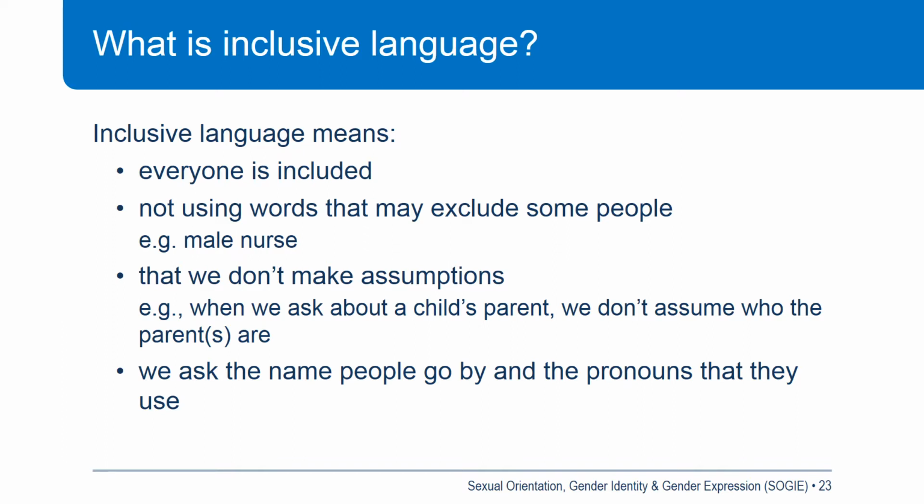What is inclusive language, you might ask? Well, we need to use inclusive language so that everyone is included. Inclusive language means not using words or expressions that may exclude some people and that reinforce stereotypes. For example, we say chairperson instead of a chairman. Inclusive language also means that we don't make assumptions. For example, when we ask about a child's parent, we don't assume who the parents are.